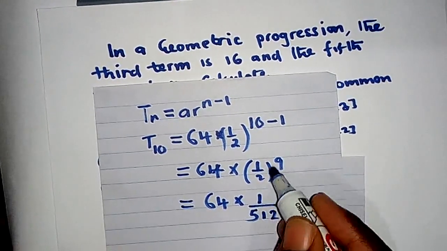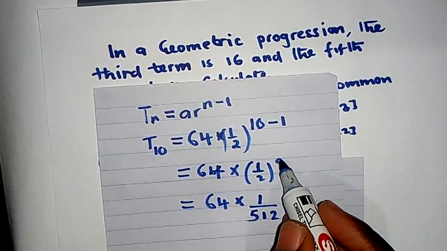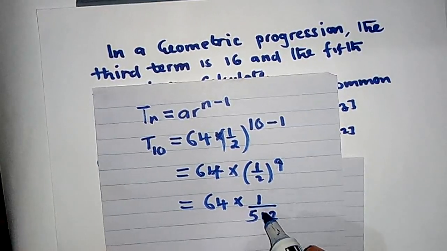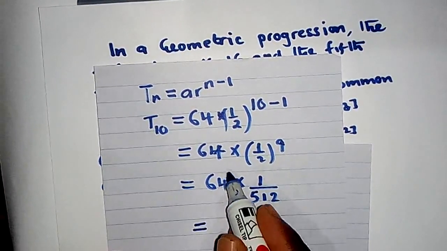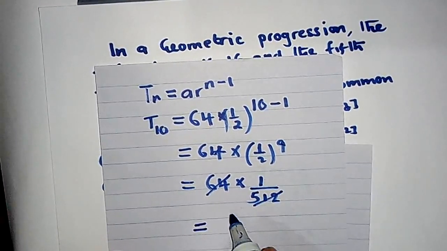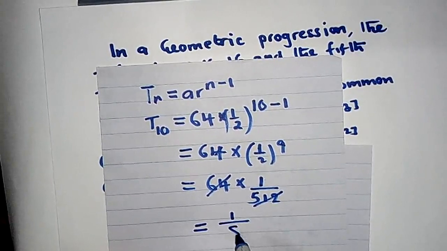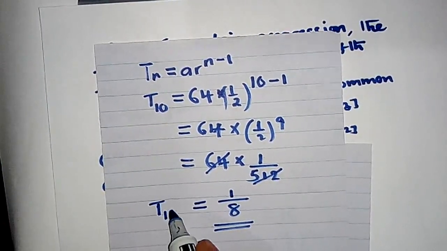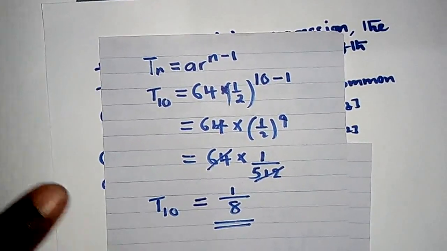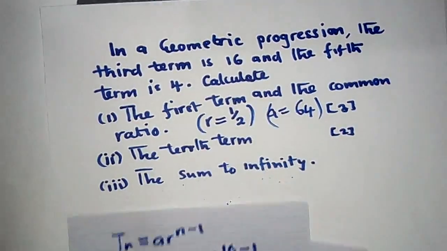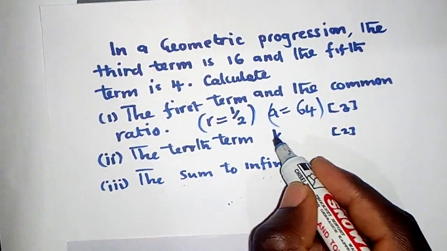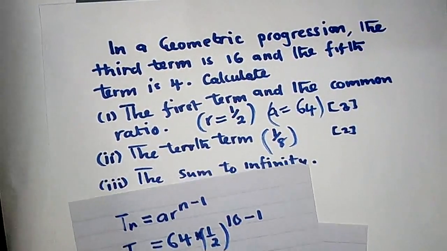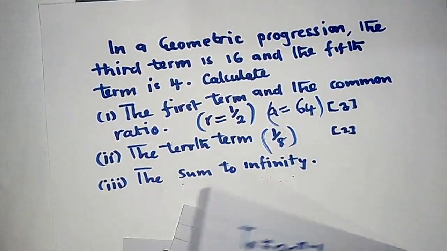If we say 1 to the power 9, it's 1. And then 2 to the power 9 is 512. And 64 can go into 512 how many times? It's 8 times. So our 10th term is 1/8. So for number 2, it's 1/8, which is our 10th term. We now calculate the sum to infinity.